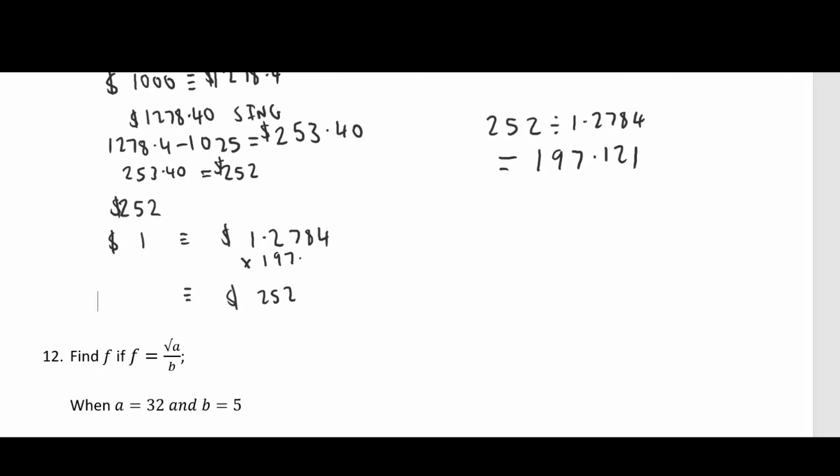Okay, so 1.2784 times by 197.121 will give me 252. So there's my answer, 197.121, and we're rounding to the nearest 5 cents. So that's going to be 197.10 or $197.10.